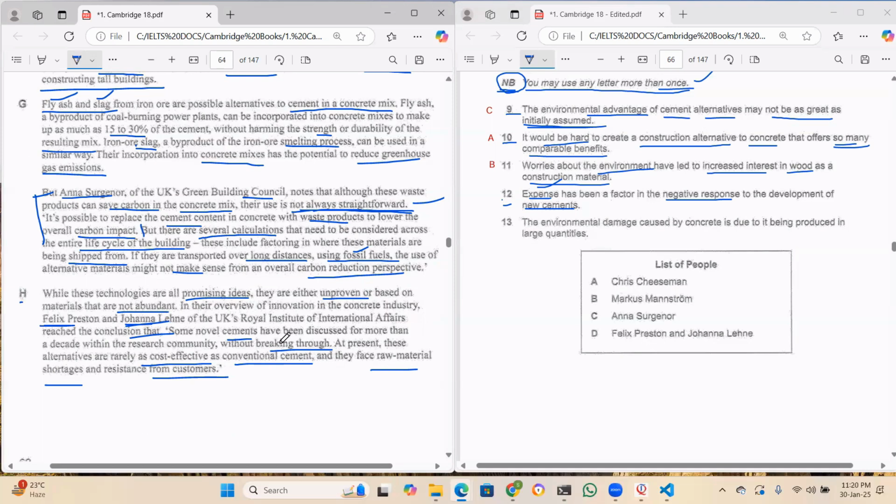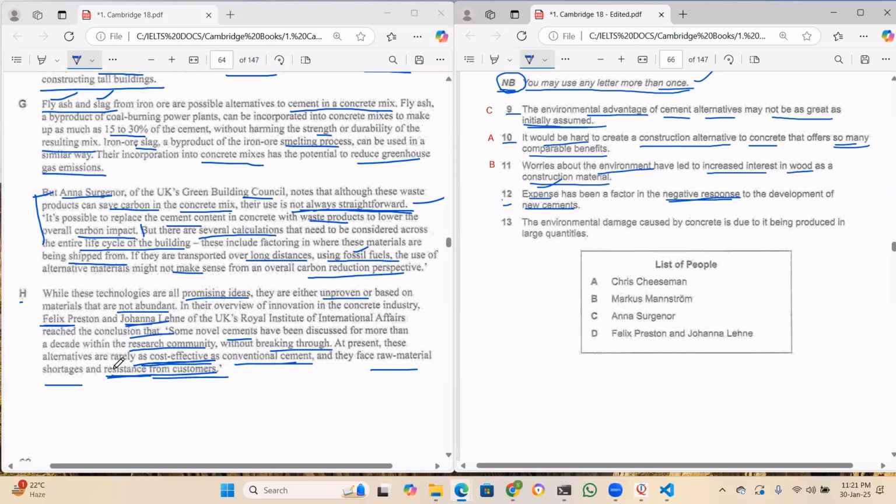Some novel cements have been discussed for more than a decade with the research community without breaking through. At present, these alternatives are rarely as cost effective as conventional cement, and they face raw material shortage and resistance from customers. What do you mean by resistance, guys? Resistance from customers means a negative response from customers. So this is like a synonym again. Yes, so negative response.